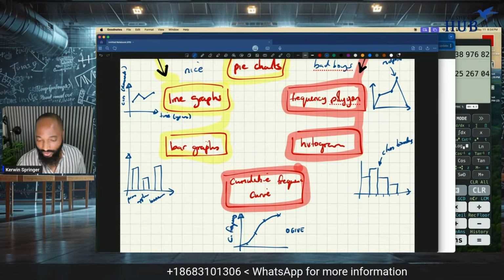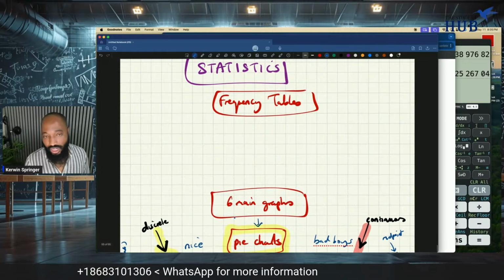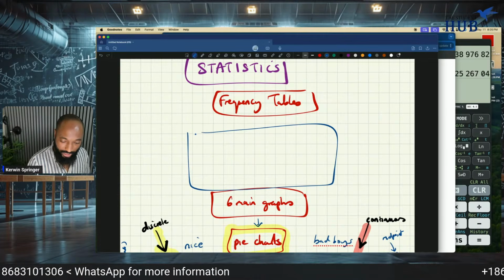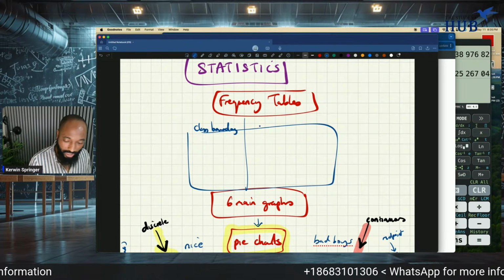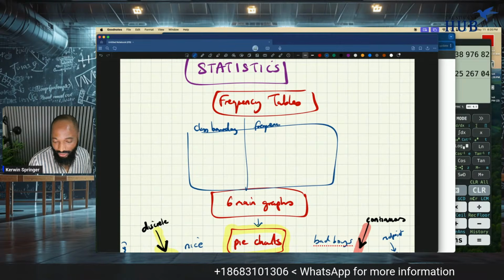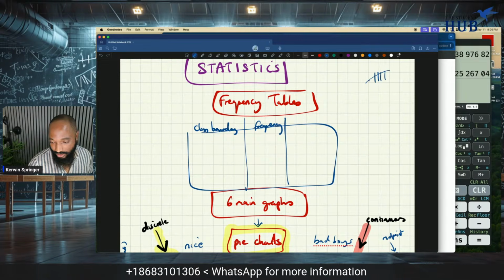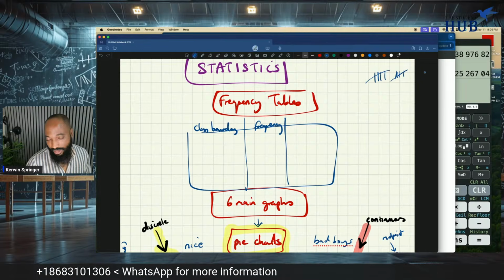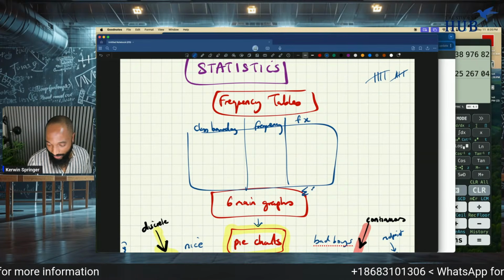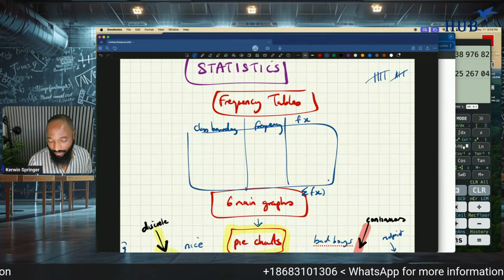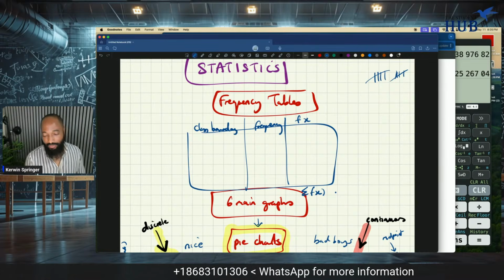These are the graphs, and before you know the graphs, you have to know the frequency tables. So you have to know a class boundary, and how we do a frequency tally if you had to do tally, but tally is a baby thing. That's like this. Close the gate, 5, 10. And then you need to know fx, or sum of fx, and what that means over the sum of f, and what all of that means.